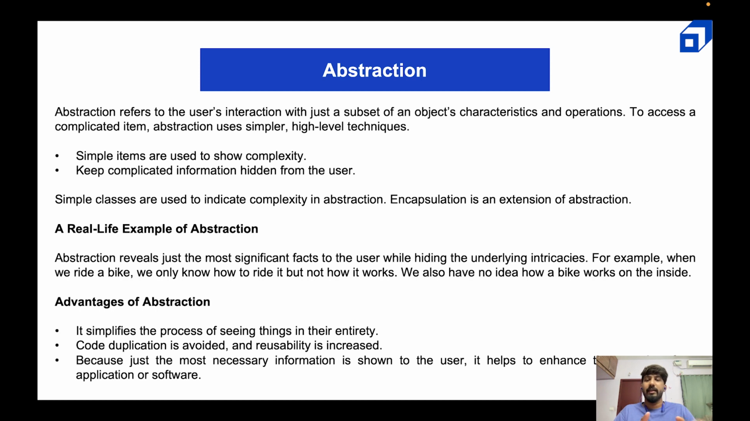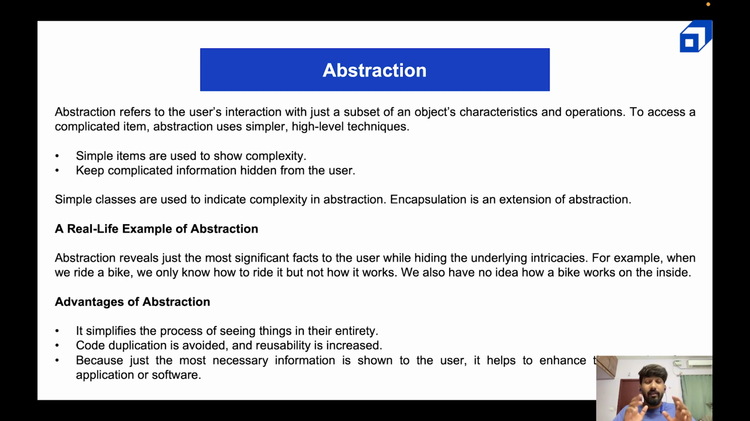You don't have to basically make it complex enough. You can just use the simple code which could be shown as complex to the user, but the actual complicated information will be hidden from the user so that they don't see it. So simple classes are used to indicate complexity in abstraction. Encapsulation is an extension of abstraction. It's an extension, right?